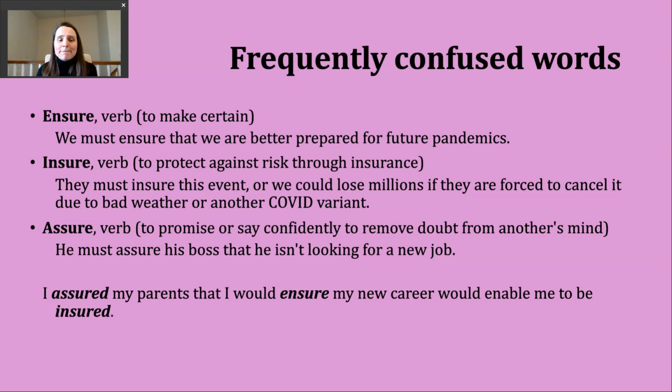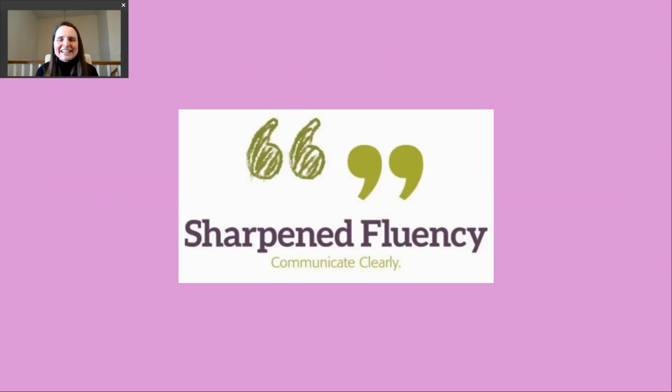I assured my parents that I would ensure my new career would enable me to be insured, okay? So, first part here, I promised them, I said confidently, I have a plan, right? I am going to make certain that my new teaching career would enable me to have medical insurance, right? So I hope this helps us understand some of those commonly confused verbs.